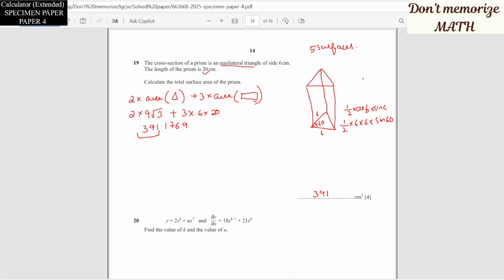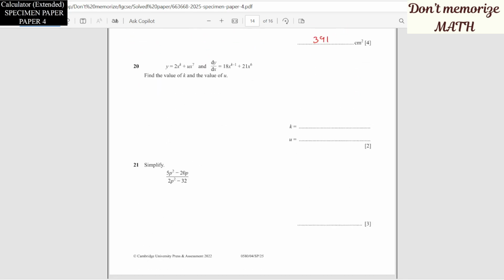Now question number 20. Question number 20 is differentiation. y is equal to 2x raised to k plus u x raised to 7, and dy over dx is 18x raised to k minus 1 plus 21x raised to 6.